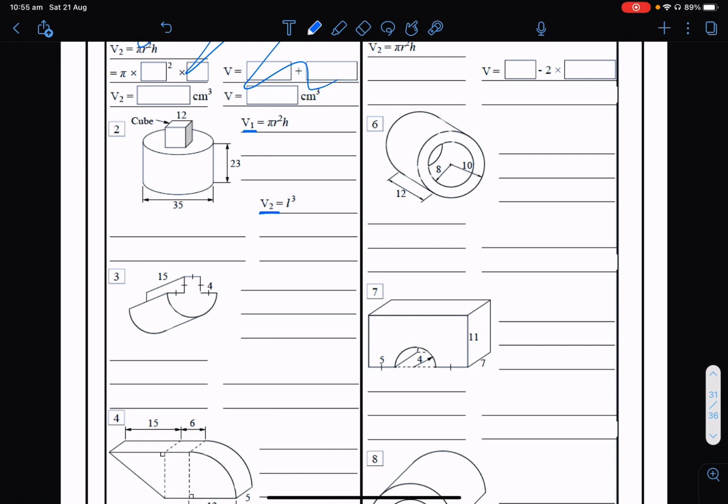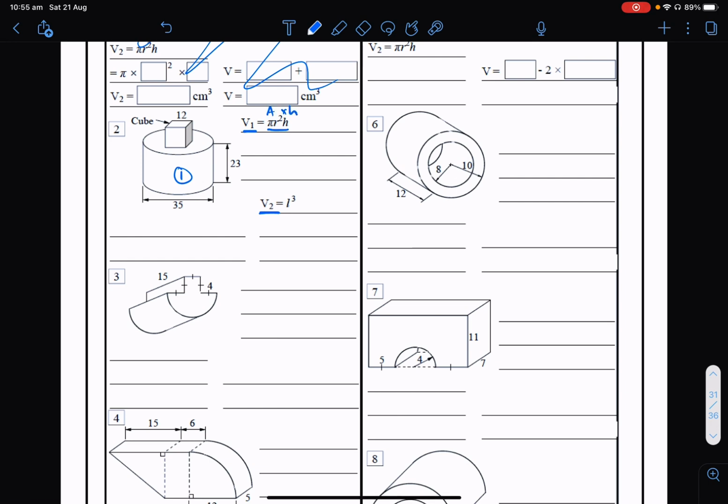So this time, because they are separate volumes, they've worked them out, the volume, and then added the volumes together. So we can do it that way this time, just to show you a different way. So they've done volume 1 as a cylinder. They've got pi r squared times the h. So that's area times height.